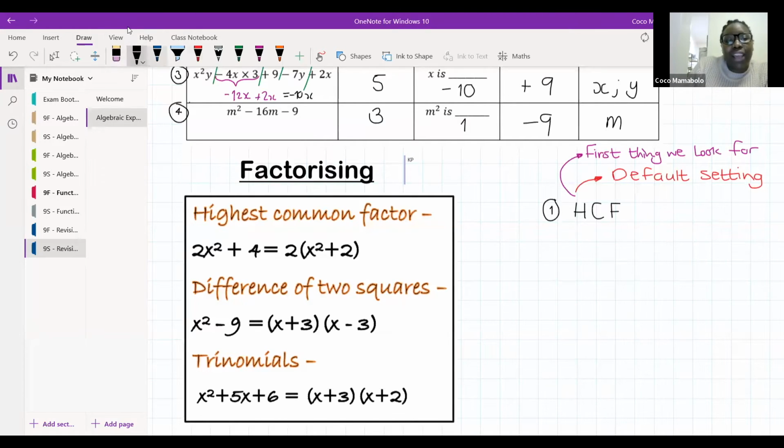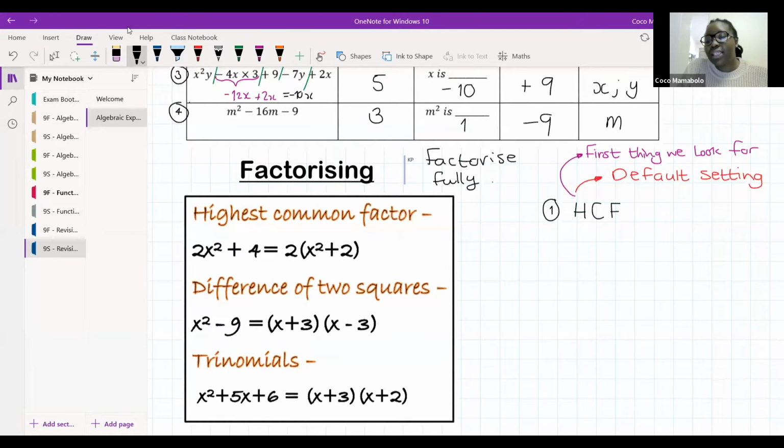Now, if we find that there is a common factor and we take it out, we need to keep factorizing. That's why when you get a question in your exam paper or your test paper, it always says factorize fully. So we want to make sure that after we've taken out a highest common factor, is there something else that we can do? You keep checking and keep checking and keep checking until there's nothing else that we can do.